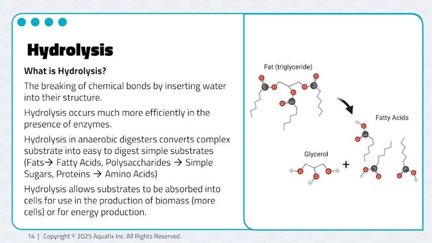You can see it in the top left. So it'll make these fatty acids, and glycerol is the other component from the fat that's being broken apart during hydrolysis. Other than fats, polysaccharides are going to be broken into simple sugars. Proteins are going to be broken into amino acids. This is all the hydrolysis process in action.